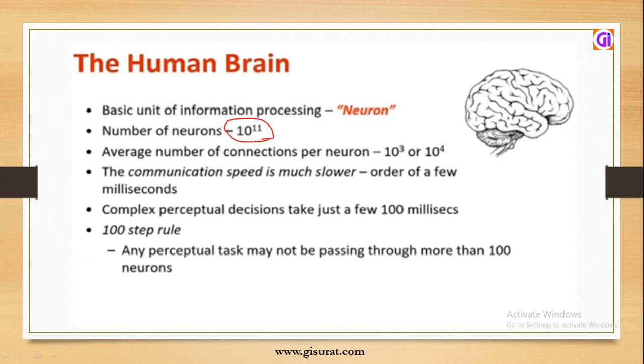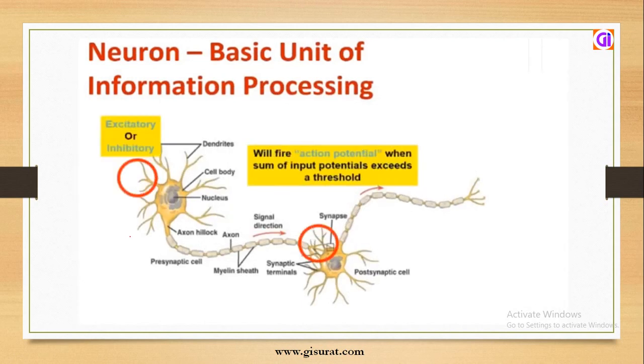That's too much time. So what's there in our brain? Our brain follows the 100-step rule. What is the meaning of that? More than 100 sequential passings are not allowed. In a parallel way, maybe there are 10 raised to 11 passings, but more than 100 sequential passings are not allowed. So that's something about the human brain, and this is a neuron.